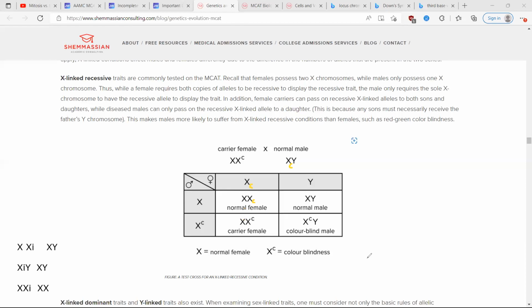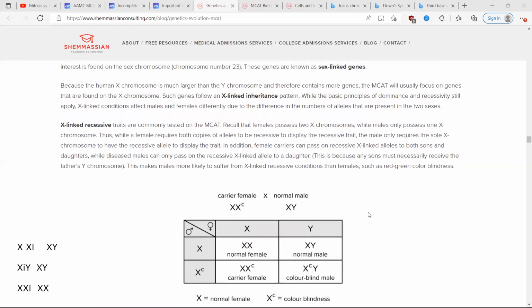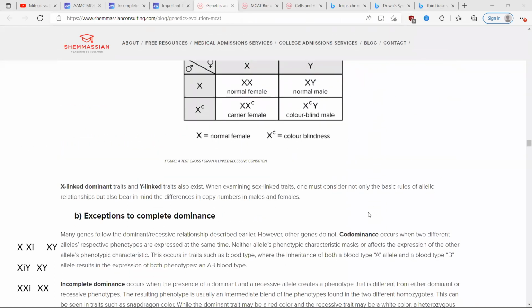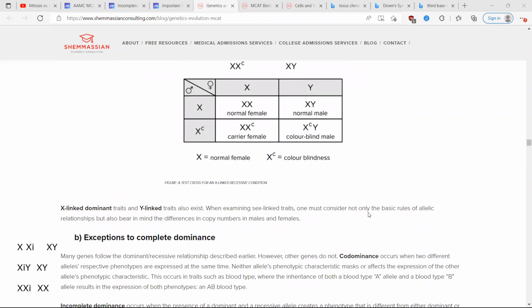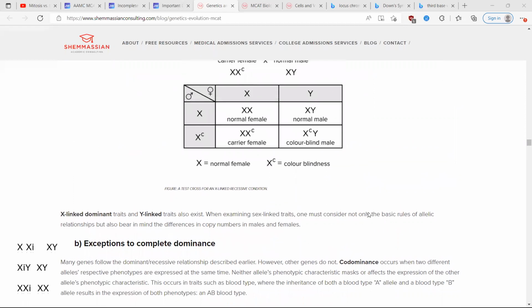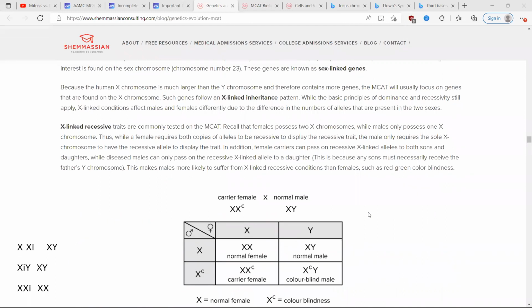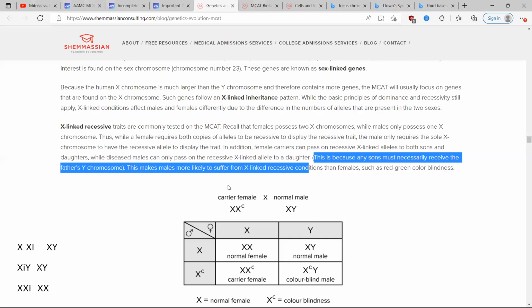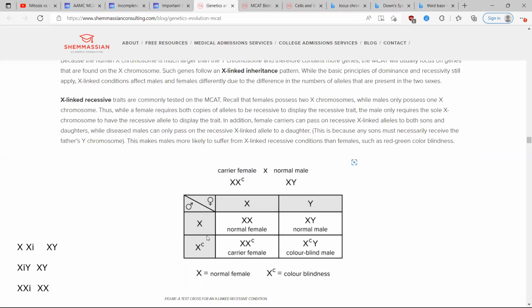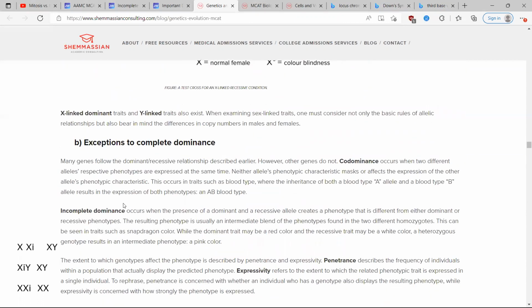A little bit different than our autosomal traits. But this is something that is really important, and they talk about it a lot. The crux of this is because sons have to get the Y chromosome. That's the main reason that everything is getting changed. So as long as you keep that in mind and you can draw your Punnett square, then you'll be good.